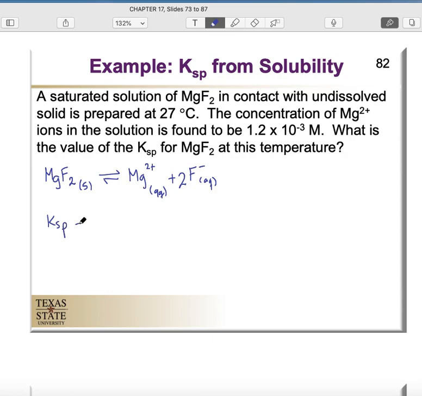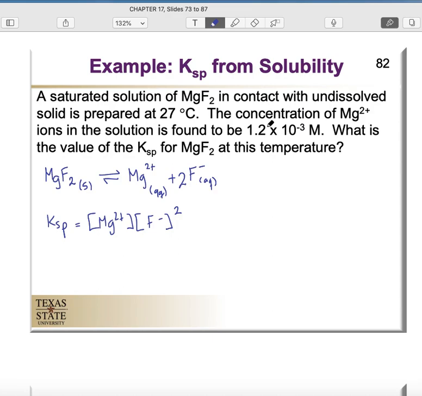So KSP is going to be equal to the magnesium ions to the power of 1, and then the fluoride ions to the power of 2.